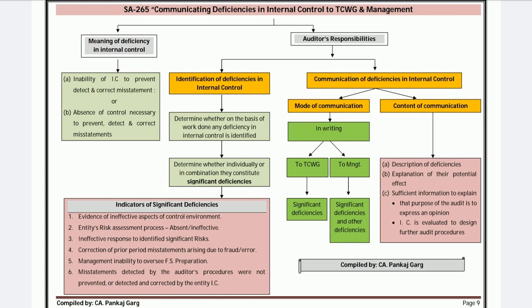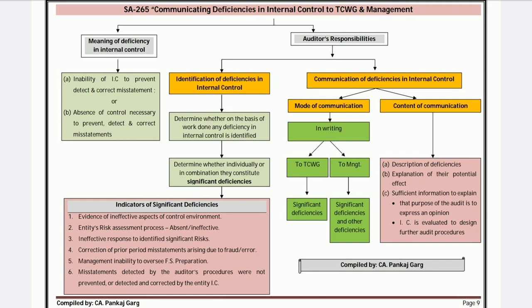Okay, so what are the auditor's responsibilities? Identification of deficiencies in internal control. Determine whether, on the basis of work done, any deficiencies in internal control are identified. Determine whether individually or in combination they constitute significant deficiencies.